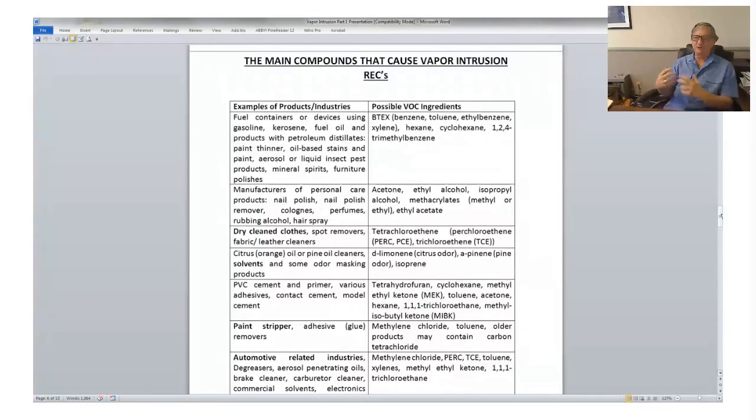Gasolines, kerosene, fuel oils, petroleum distillates, paint thinner, oil-based stains, paint, aerosols, liquid insect pest products, mineral spirits, furniture polish. Every single one of those should be something you're looking for that contains VOC ingredients. And this is a really nice list.